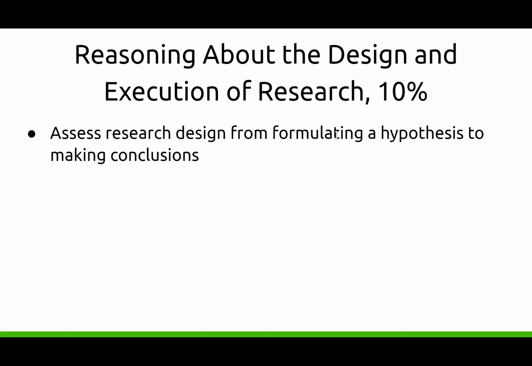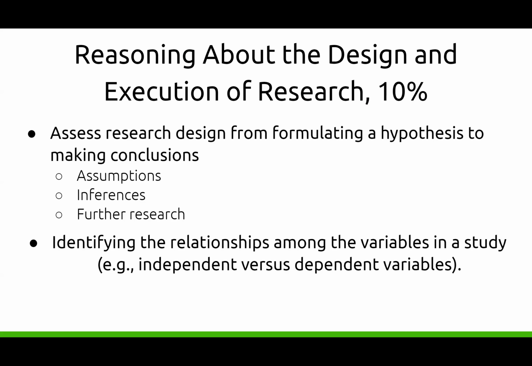What were the controls? What were the independent variables? What were the dependent variables? Did they hold those true? What assumptions did they make? What inferences? And then also, based on the research findings that they made, what further research can be conducted? What further research cannot be conducted? Do you have an understanding of how to limit the scope of the research based on the findings that you found? And it's also finding the relationships between the variables.